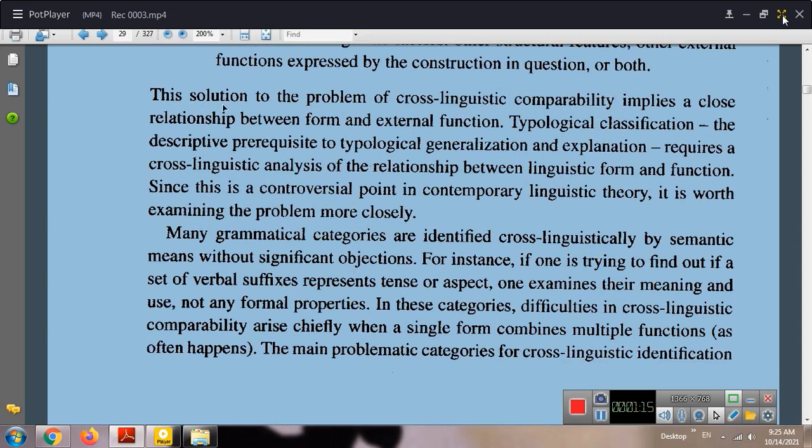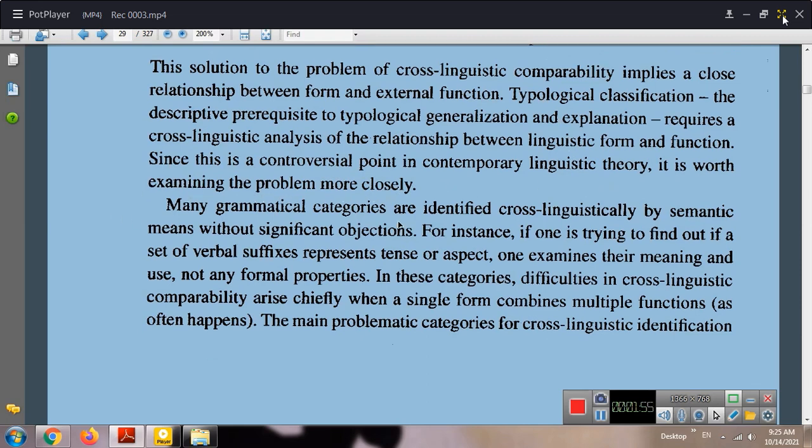This solution to the problem of cross-linguistic comparability implies a close relationship between form and external function. Typological classification, the descriptive prerequisite to typological generalization and explanation, requires a cross-linguistic analysis of the relationship between linguistic form and function. Since this is a controversial point in contemporary linguistic theory, it is worth examining the problem more closely.